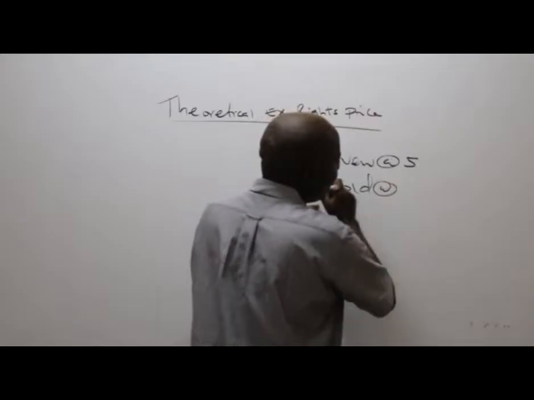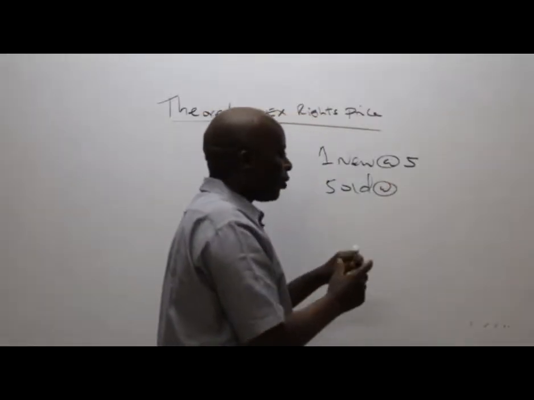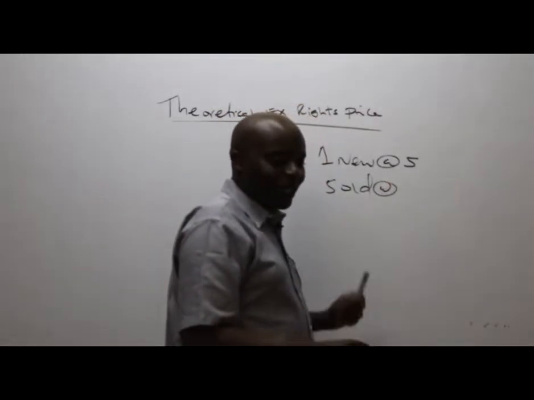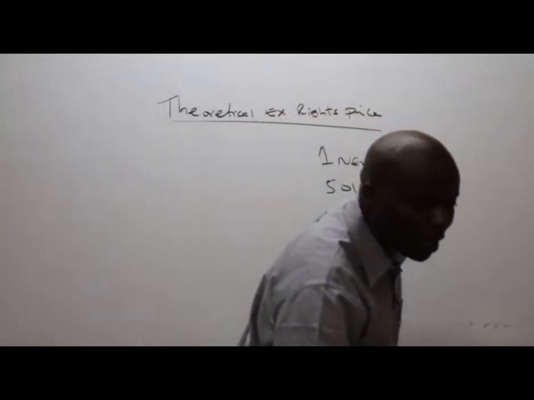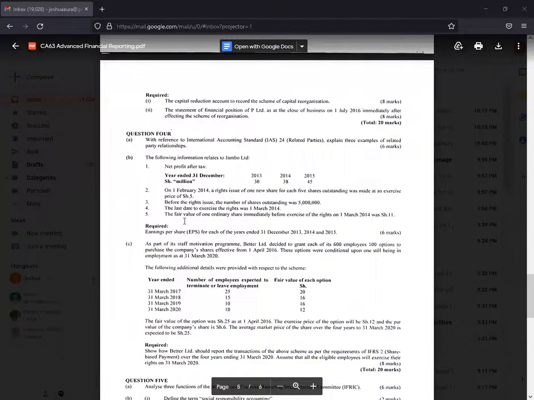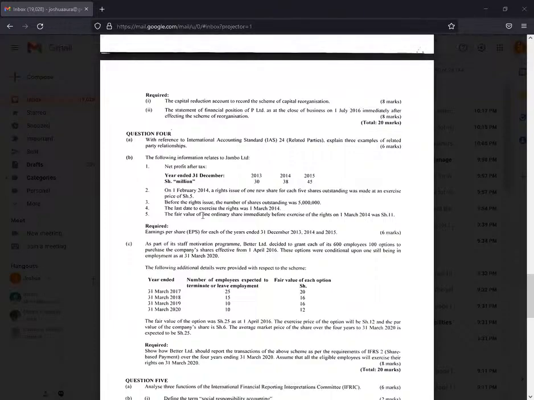And then the old shares, they'll tell you the price of these old shares. What do we have over here? They have told us in note number 5, the fair value of 1 ordinary share immediately before the exercise of the rights on 1st March 2014 was what here? Somebody said 11. So this is the price of the old shares before the rights. In this case it was 11.